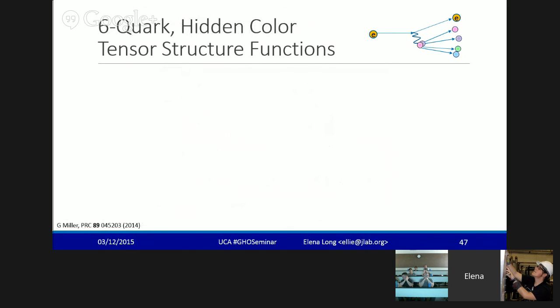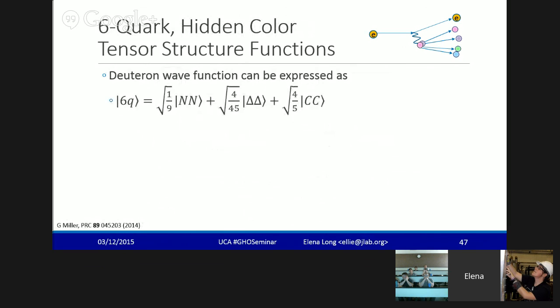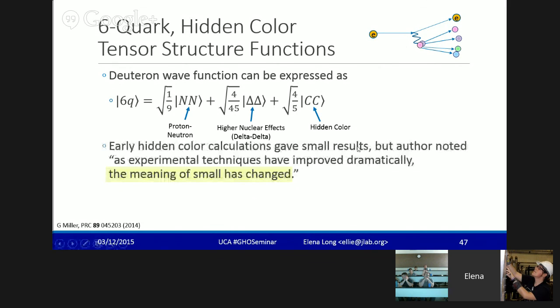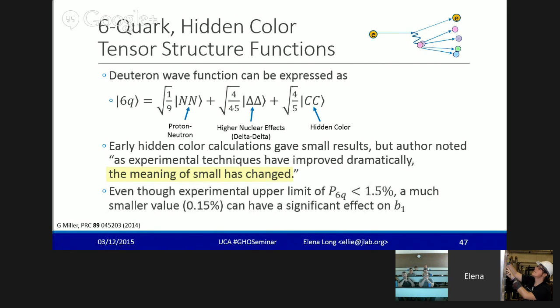We can also look at six-quark hidden color models. So these would be things where the deuteron, instead of being just a proton and just a neutron, is really a big bag full of the stuff that makes up both of those. So it really kind of loses its identity. This hidden color piece is on the end here. We won't talk about that much. Early calculations of these effects gave small results, but the author of the paper in this theory has noted that the meaning of small has changed as our experiments have dramatically gotten better. And we have an experimental limit that says the probability that these effects exist has to be less than 1.5.